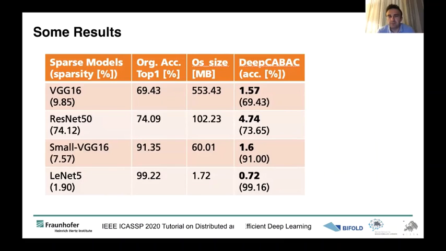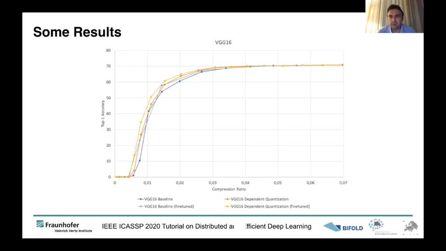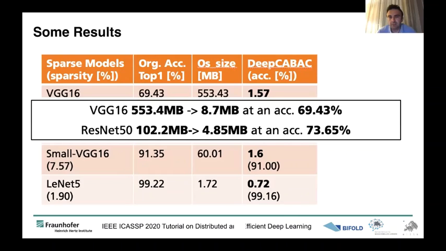So for example, for VGG16, ResNet, and so on, we can reduce VGG16, for example, from 550 megabytes to 8 megabytes without losing accuracy, and for ResNet in a similar fashion. And these were kind of older results.